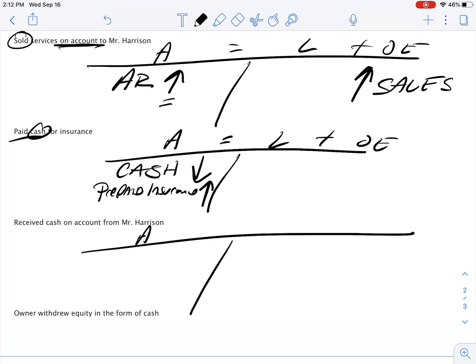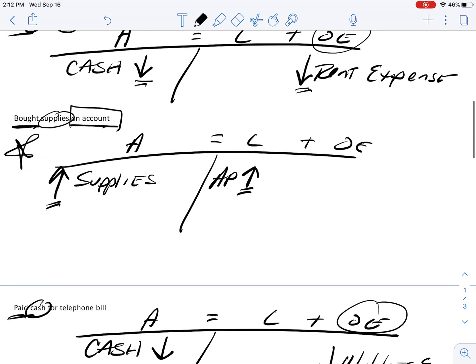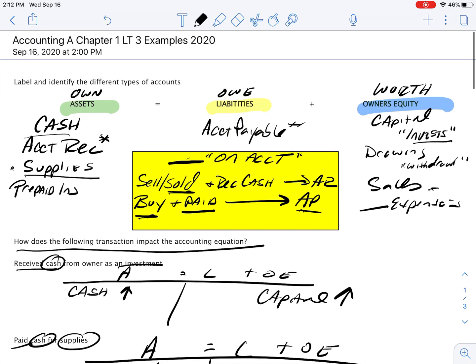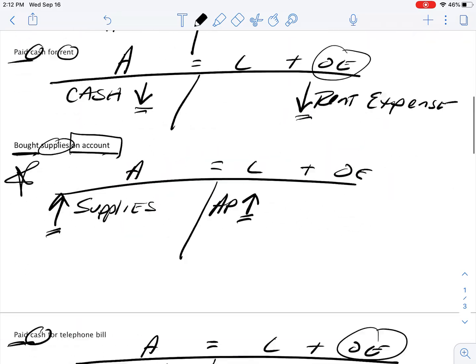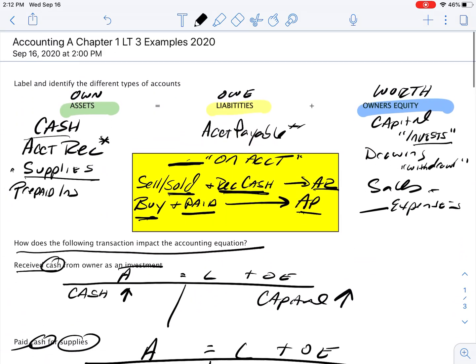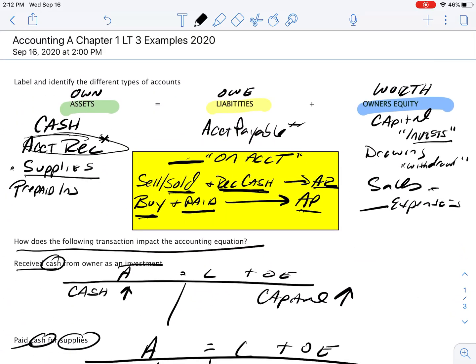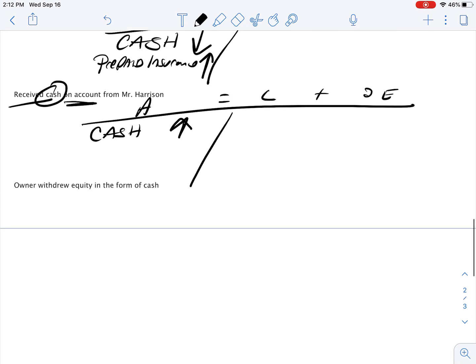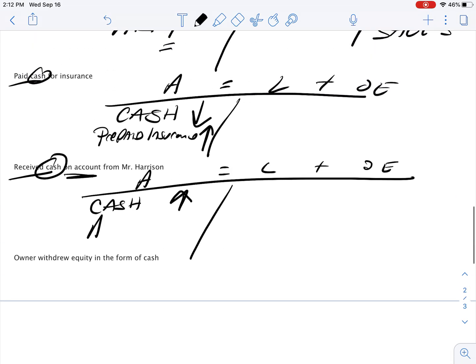Moving on to the next one, assets equals liabilities plus owner's equity. Okay, we received cash on account from Harrison. Well, we got our cash. We have that here. What happened to our cash? It went up. It's our on account again. So let's go up and take a look at our little handy cheat sheet here. Well, if we received cash on account, we know it's going to be accounts receivable. And we know accounts receivable is an asset up here. So therefore, we're going to put our accounts receivable.